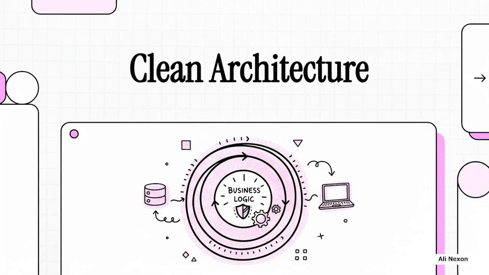We're diving into Robert C. Martin's clean architecture, which is really a design philosophy for building software that's meant to last.